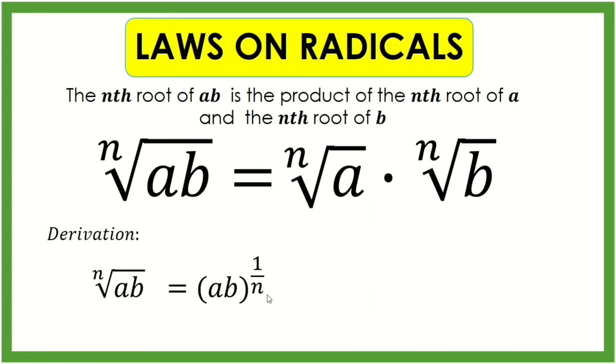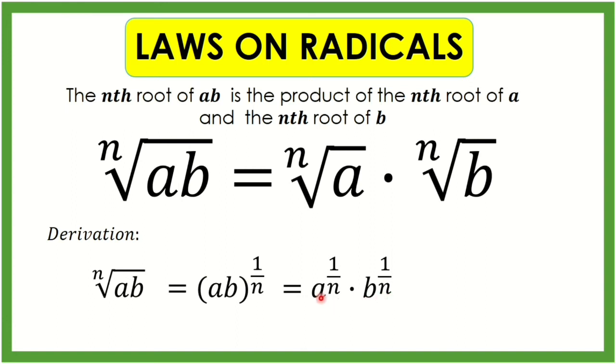After that, apply natin yung power of a product. So, yung exponent ng A, imumultiply natin dito sa exponent sa labas at yung exponent ni B, imumultiply natin dito sa 1 over n. We now have A raised to 1 times 1 over n is 1 over n times B, 1 times 1 over n is equal to 1 over n.